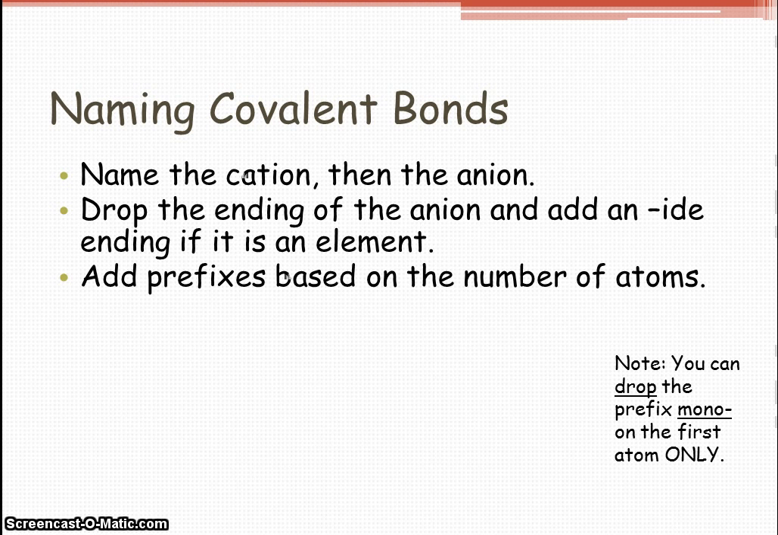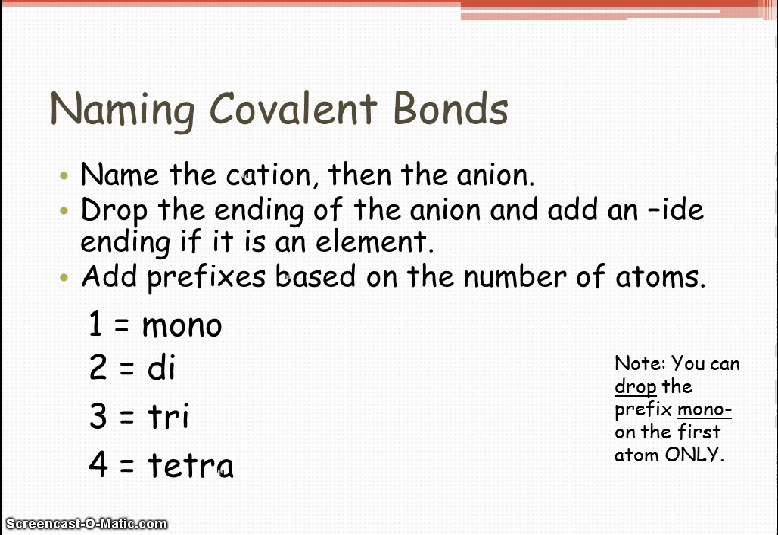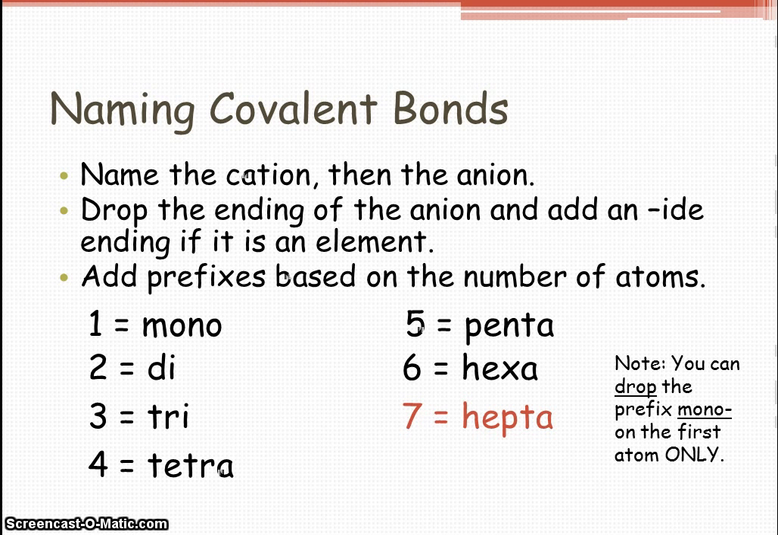As we go through, a little side note is you can drop the prefix mono on the first atom only, and that'll come up on a situational basis, and when we come across it, I'll point it out. So the prefix for 1 is mono. The prefix for 2 is di. The prefix for 3 is tri. The prefix for 4 is tetra. The prefix for 5 is penta. The prefix for 6 is hexa. The prefix for 7 is hepta. And the prefix for 8 is octo.